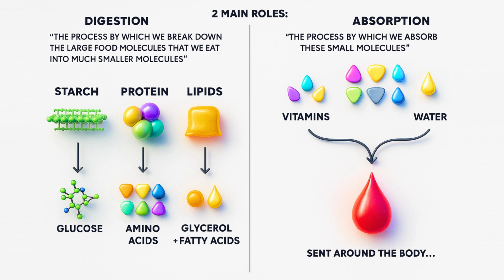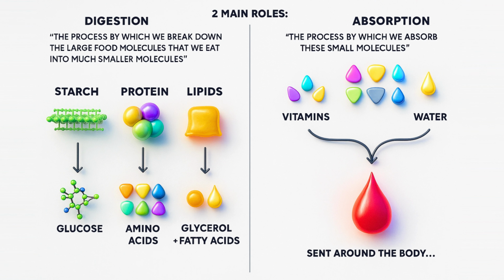Once digestion is complete, the process of absorption begins. This is where these small, soluble molecules, along with essential vitamins, minerals, and water, are absorbed through the walls of the digestive organs and into the blood so they can be transported to cells around the body for use in building structures or for respiration to release energy.